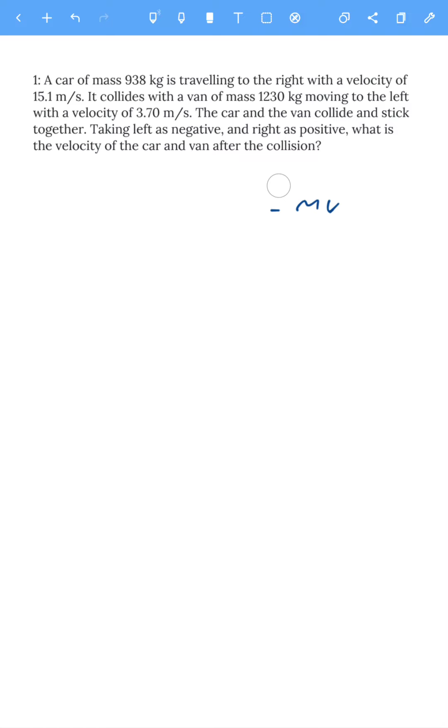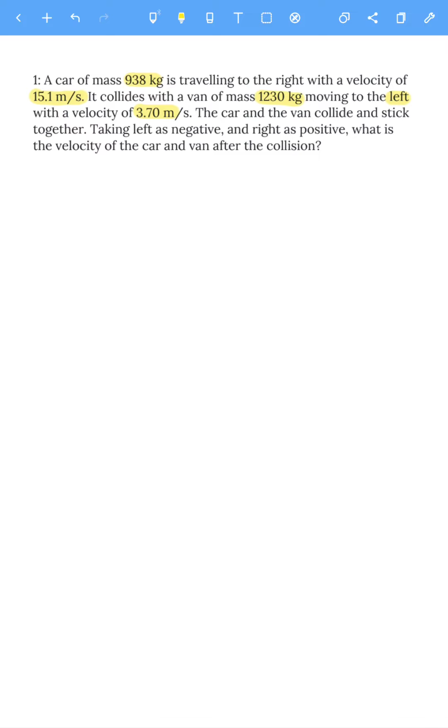So if you want to pause and have a go at this one, I'll then take you through the answer, and I'll show you how to set it up as well. In this instance, we've got a car of mass 938 kilograms. It's traveling to the right with a velocity of 15.1 meters per second. It collides with a van that's got a mass of 1,230 kilograms, and that's moving to the left. That's important, because we've got to pick a direction as positive, and then obviously the other direction will be negative. And the van has got a velocity of 3.7 meters per second.